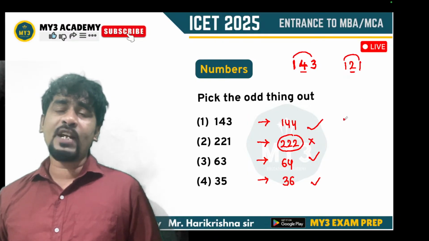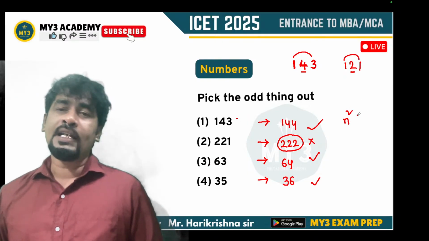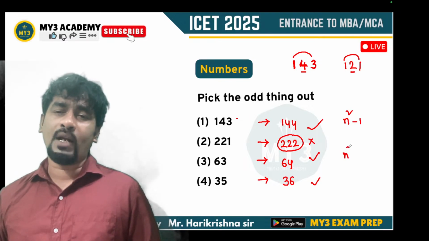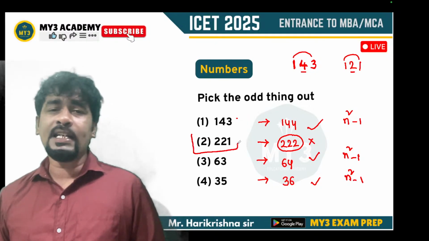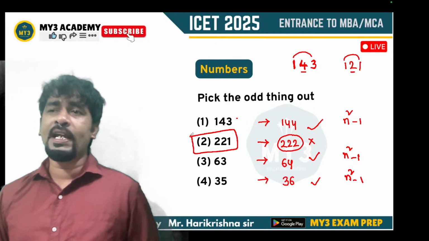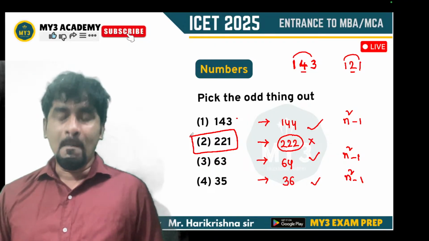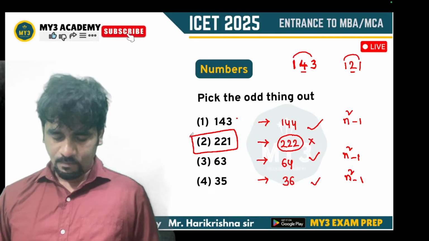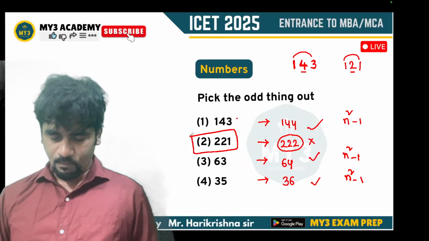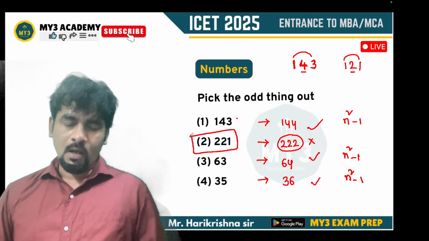That means every number which is given in the question is in the form of n square minus 1, n square minus 1, n square minus 1 except option 2. That is the reason the odd man out here is going to be option 2. Mark it as 221. Are you clear, guys?